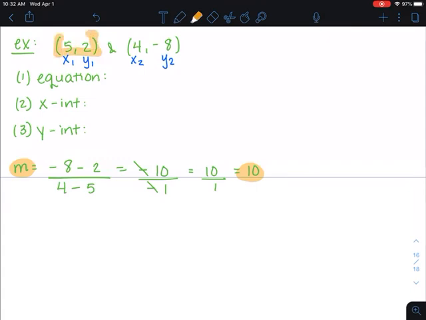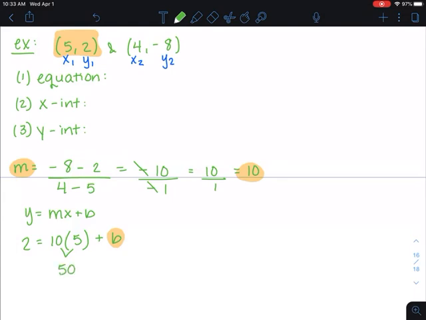Alrighty, so now we're going to choose a point. We're going to choose this point. It has no negatives in it. And we're going to set that as part of our equation. So y equals mx plus b. So we have y is 2 according to the point. M is 10. X from our point that we chose is 5 plus b. And we're going to solve for b, which is the y-intercept.